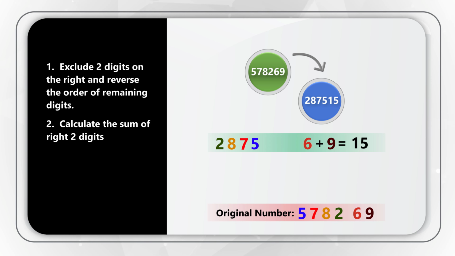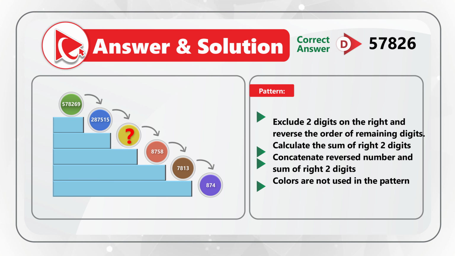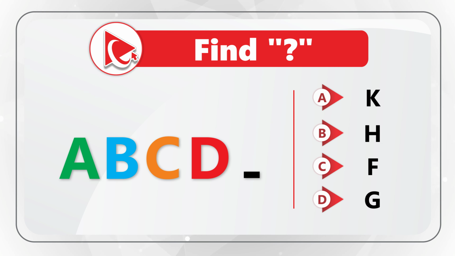Then we concatenate 2875 and 15. So the end resulting number is 287515. As the ball continues rolling, we repeat the calculations and get to the answer of D, 57826. The answer is very obvious, but only if you know it, or guess it, as we would have to do in our case.